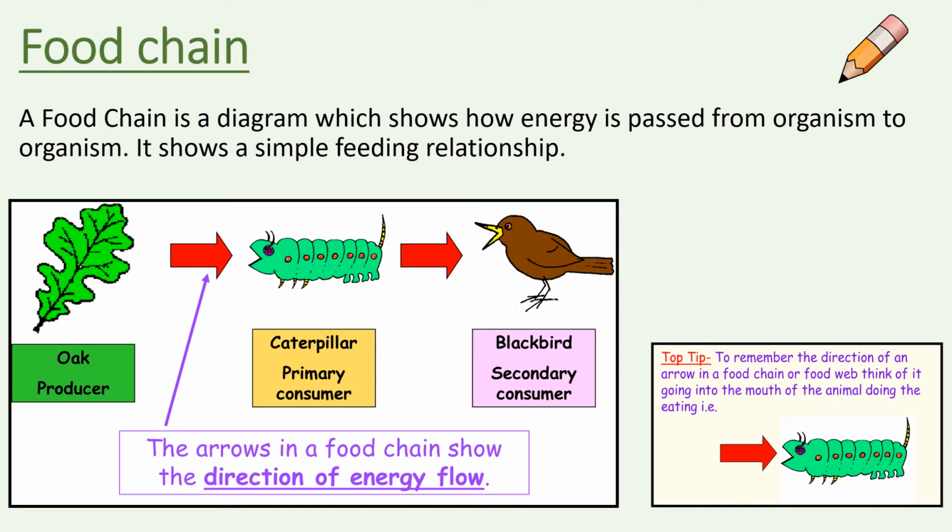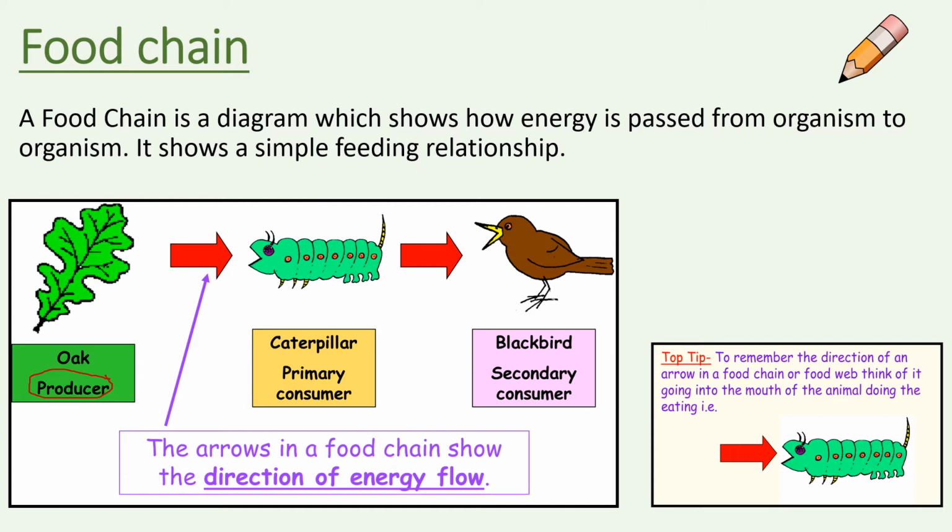The answer is we display this energy flow in a food chain. A food chain is a diagram which shows how energy is passed from one organism to another organism. It shows a simple feeding relationship. So as you can see, food chains always start with the producer, which makes its own food. So in this case, our producer would be the oak.